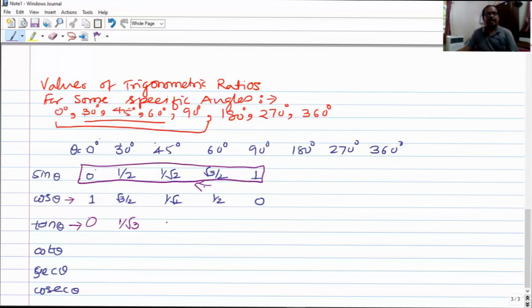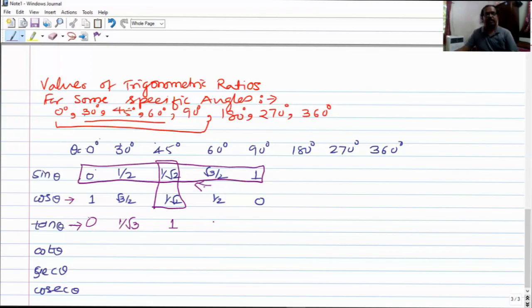After that, tan of 45, so it will be sine 45 by cos 45, right? Sine and cos have equal values only for the angle 45 degree, so that also you need to keep in mind. So we can write tan 45 as sine 45 by cos 45, both are equal, so they get cancelled and you are left with the value of tan 45 as 1.